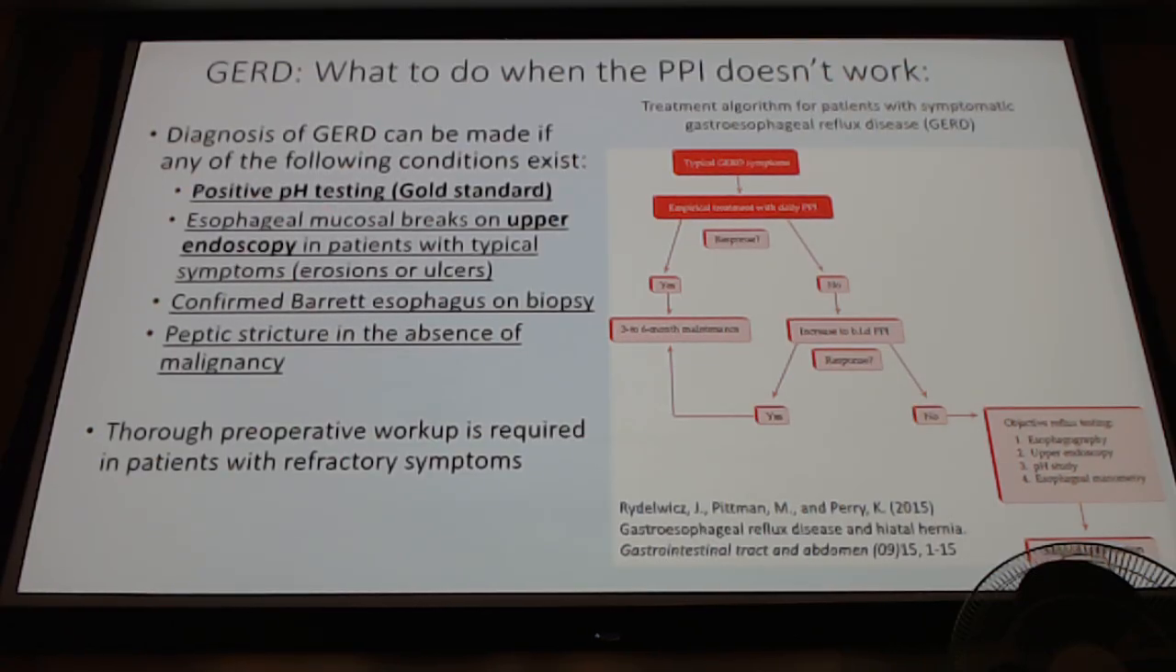We go down and put a tiny pH monitor that clips to the tissue right above the esophageal sphincter, and it tests the pH for about 24 hours. Then it comes loose, goes through the GI tract and out. So if they have a positive pH test, we know that they have GERD.